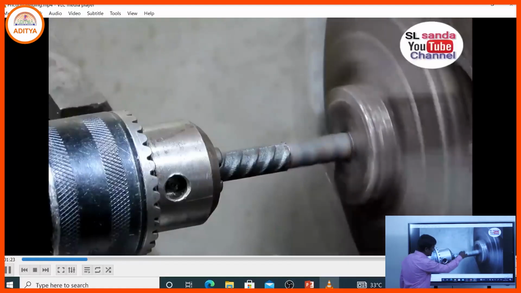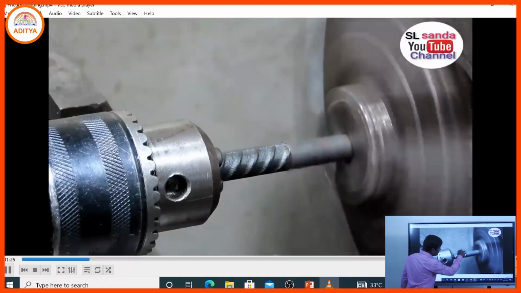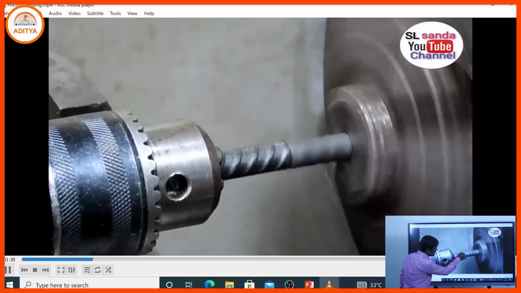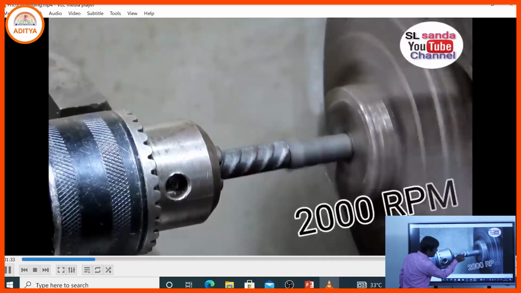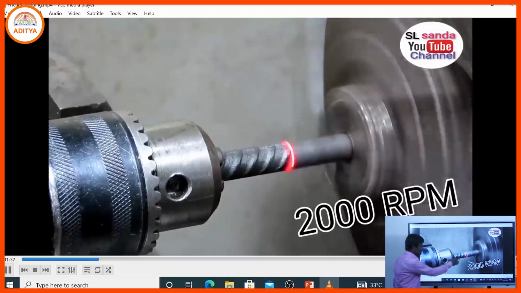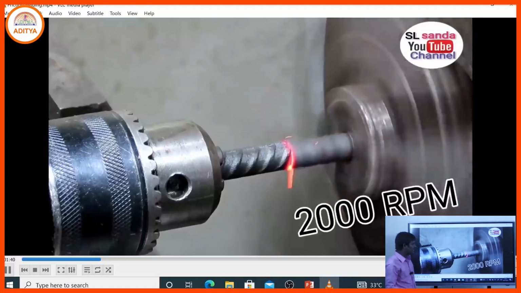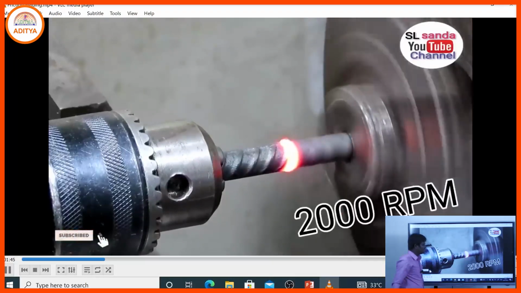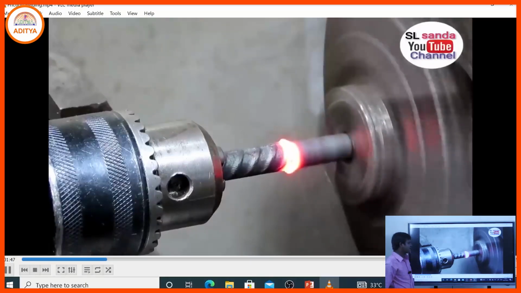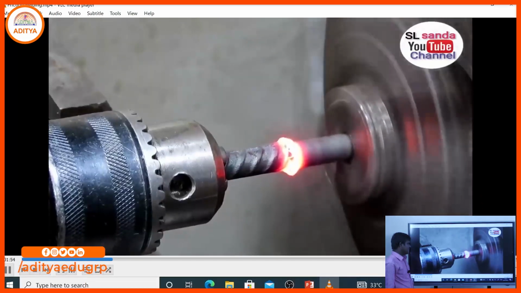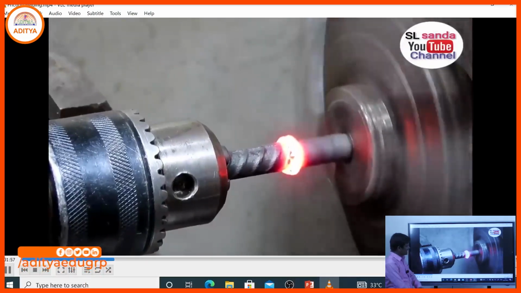and it will rotate continuously, and due to rotation mechanical friction will be created, and due to the mechanical friction heat will be generated, and that heat will help to melt the metal in that particular zone. A red hot condition will be created, the metal will be melted, and due to melting both the parts will be connected in that particular zone.